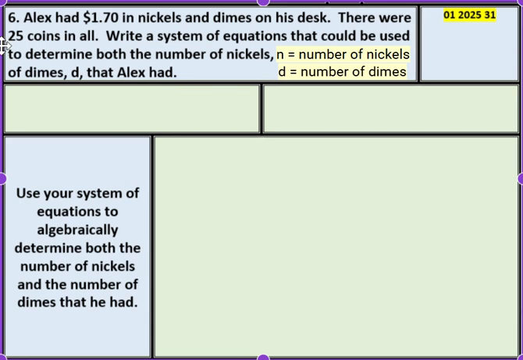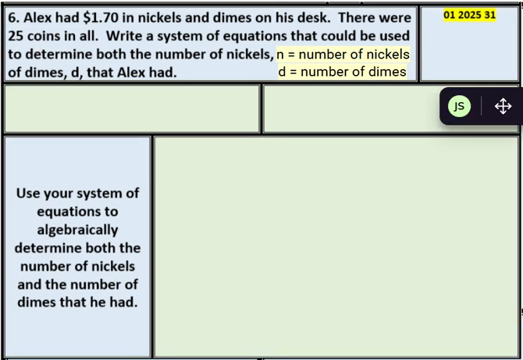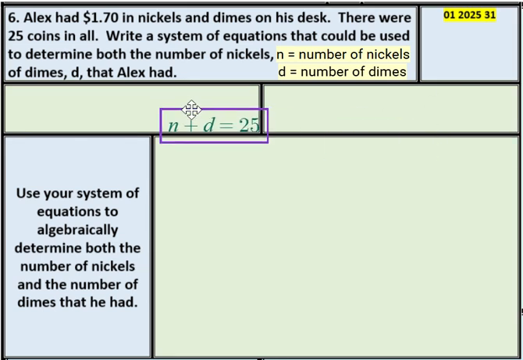So the first thing is the super easy question. There's 25 coins. They're either nickels or dimes. So when we add N and D together, we get 25. And that simple equation is so obvious that many times we forget to write it because we don't think we need it, but we really do. We need to have two equations to help us narrow down what nickels and dimes are.